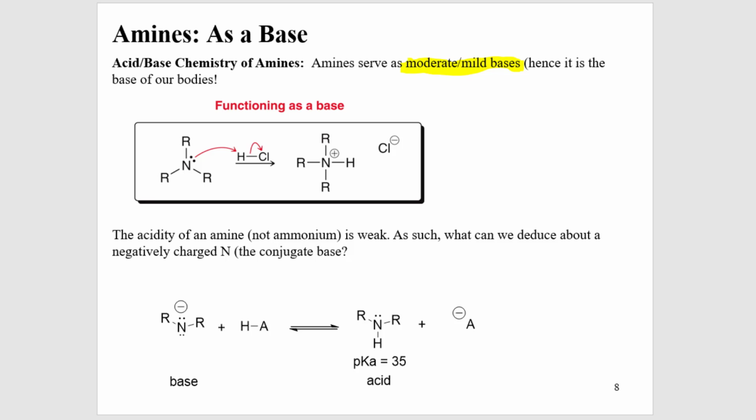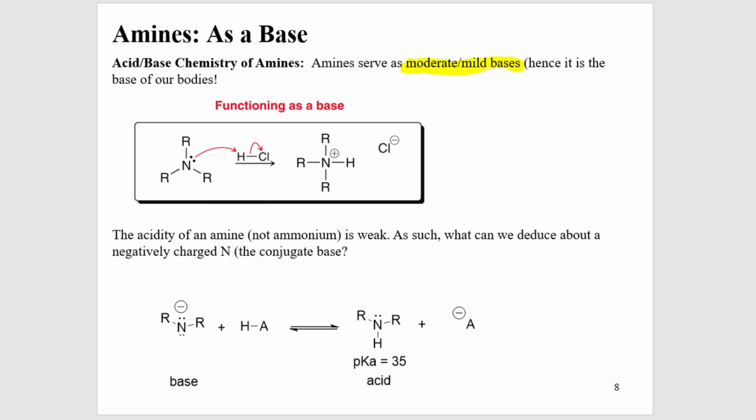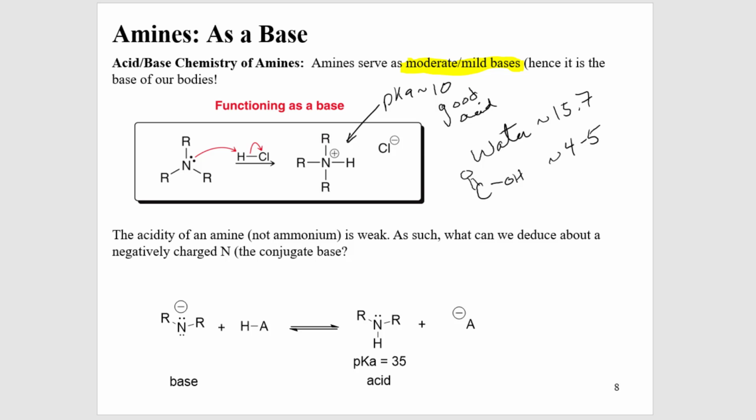And here I just want to show you that the acidity of an amine, not an ammonium, is weak. So an ammonium, as we mentioned in the previous slide, the ammonium ion is about 10. So let's carry that over here. So the pKa of an ammonium ion is about 10. So it's a good acid. Remember, water is 15.7, and a carboxylic acid is about 4 to 5. So I just want to give you that range. So ammonium is better than water, but not as good as a carboxylic acid.